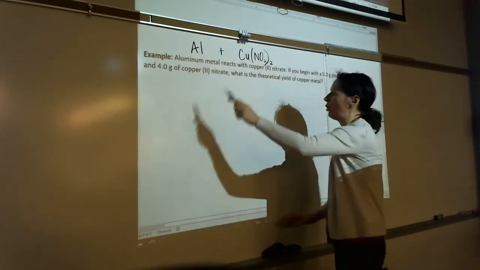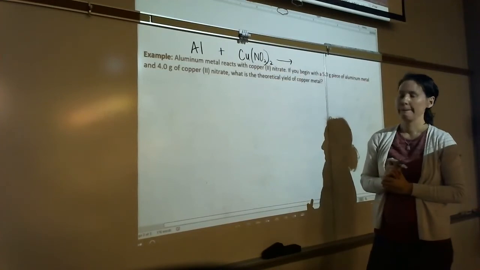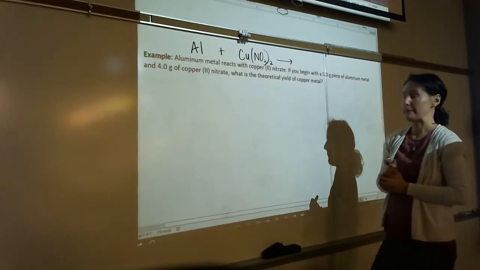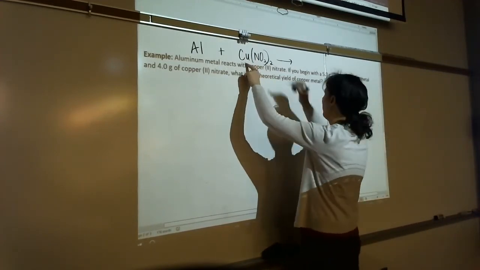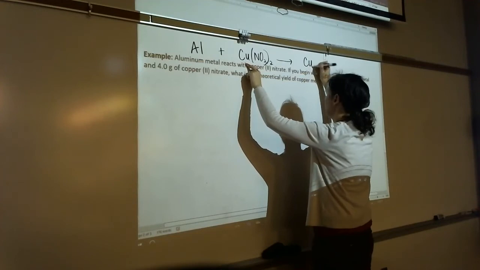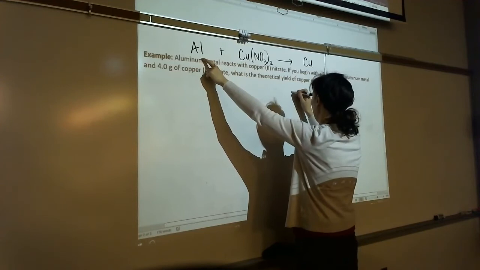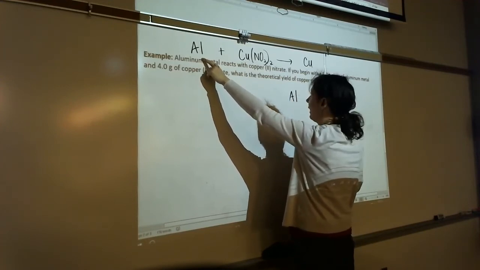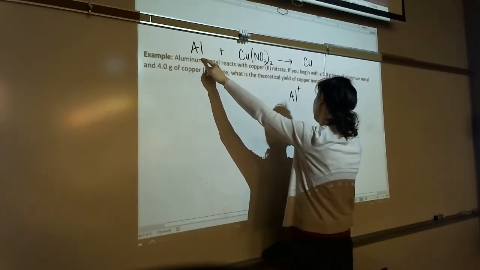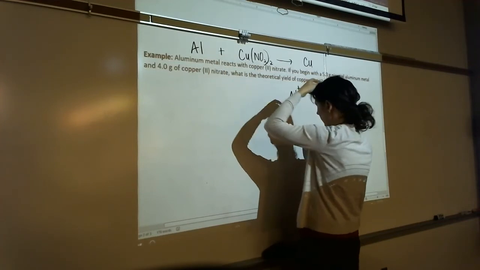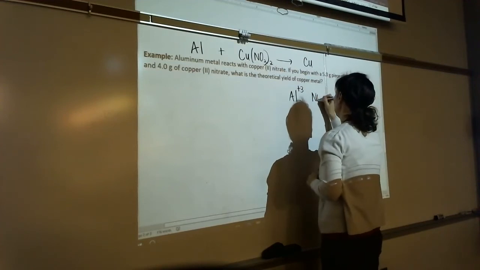So when you've got a metal reacting with a compound, what kind of reaction is that? Single displacement, right? So your cation becomes your new metal, and your metal becomes your new cation. So when this becomes a cation, what's the charge on aluminum ion? Al plus what? Look at your periodic table. 3. And that gets together with whatever this anion was.